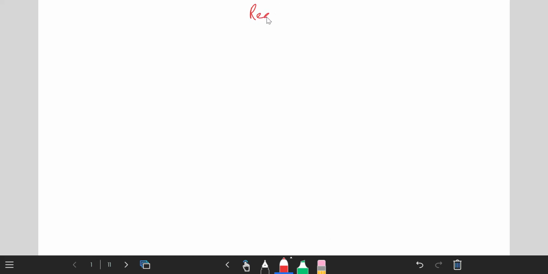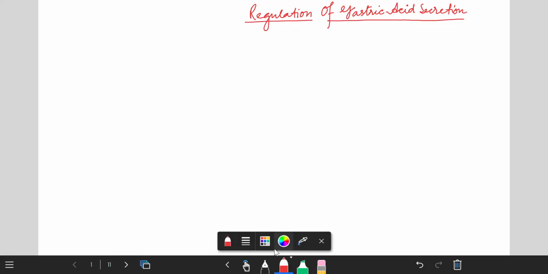Today's topic is regulation of gastric acid secretion, or what are the pathways involved in the regulation of gastric acid secretion. There are mainly four pathways which are involved in the regulation of gastric acid secretion.